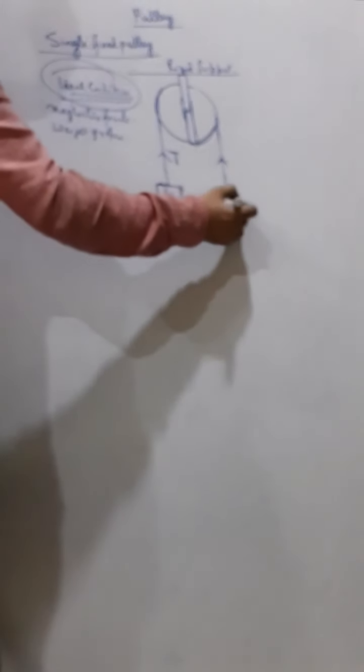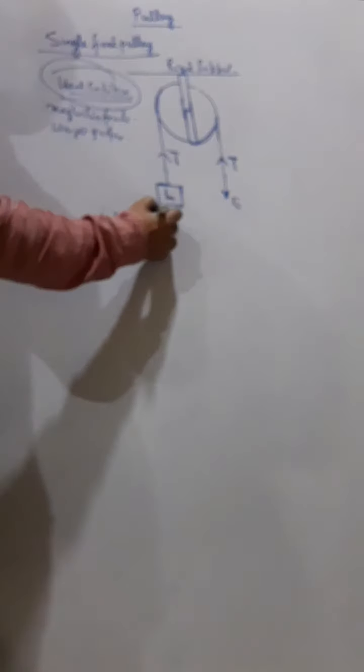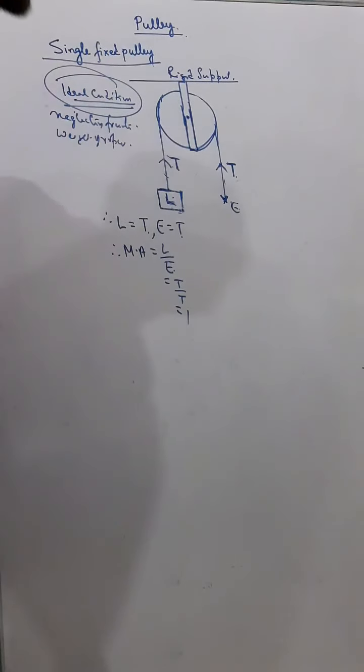Now again see. As I told you, due to this load a tension T will be produced, and naturally as much load we have, that much effort we have to apply, and here also the same tension T will be produced. So finally we can say that load L is equal to tension T, and effort is also equal to T, and therefore mechanical advantage is equal to load by effort, that is T by T, and that is 1. So mechanical advantage of a single fixed pulley is 1.